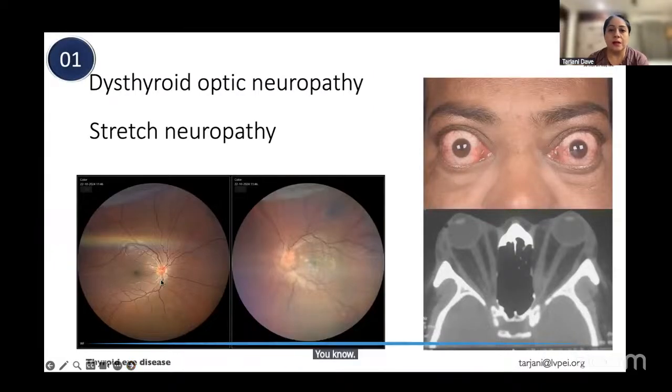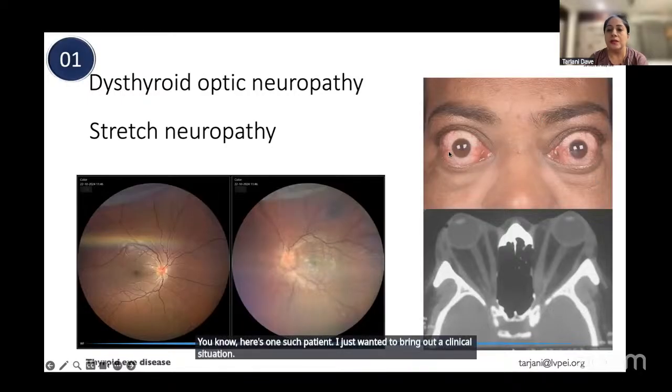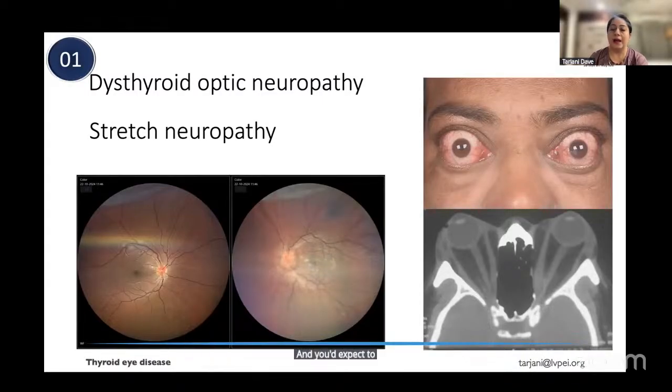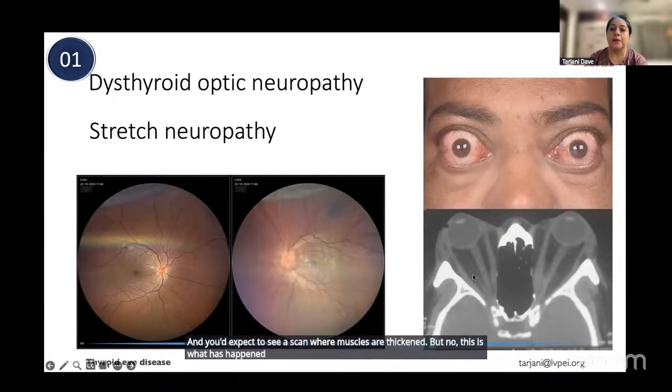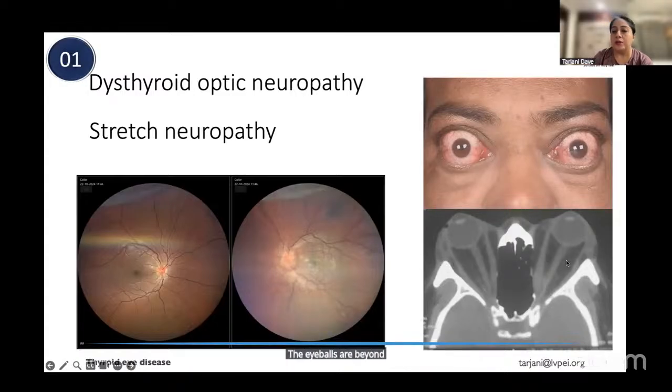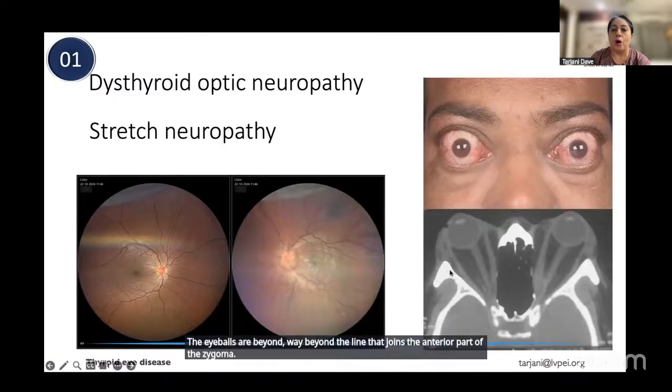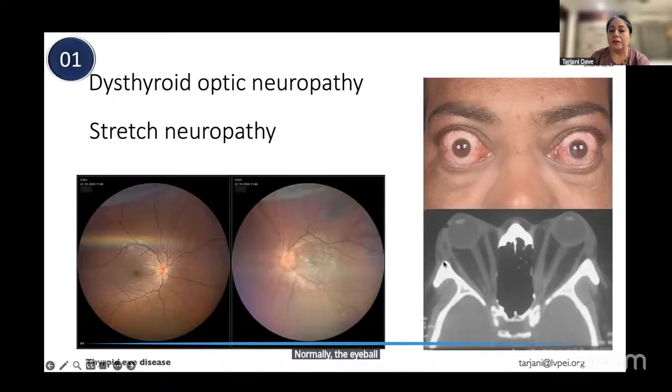Now, here's one such patient. I just wanted to bring out a clinical situation. You can see the proptosis and all the telltale eyelid signs and congestion of thyroid eye disease in this gentleman. And you'd expect to see a scan where muscles are thickened. But no, this is what has happened in this gentleman. You can see that the eyeballs are way beyond the line that joins the anterior part of the zygoma. Normally, if you draw this line through the zygoma, it goes through the center of the eyeball.